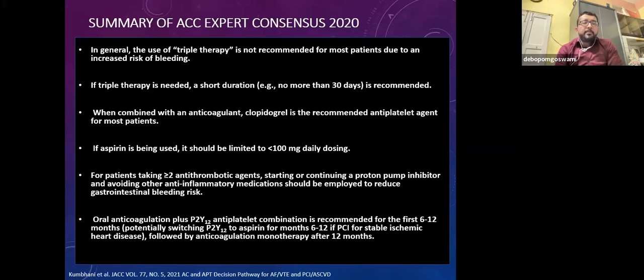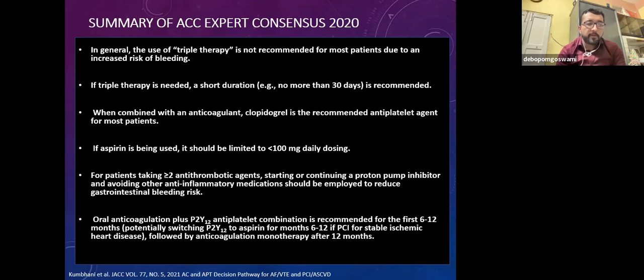Now, the ACC expert consensus summary was basically, in general, the use of triple therapy is not recommended for most patients due to an increased risk of bleeding. If triple therapy is needed, a short duration, that is no more than 30 days, is recommended, as said in the ESC guidelines. And when combined with an anticoagulant, clopidogrel is the recommended antiplatelet agent for most patients. If aspirin is being used, it should be limited to less than 100 mg daily dosing. For patients taking more than 2 antithrombotic agents, starting or continuing a proton pump inhibitor and avoiding other anti-inflammatory medications should be employed to reduce gastrointestinal bleeding risk.